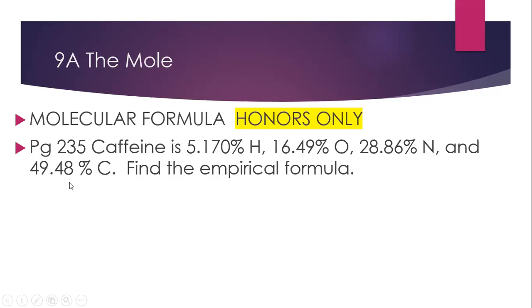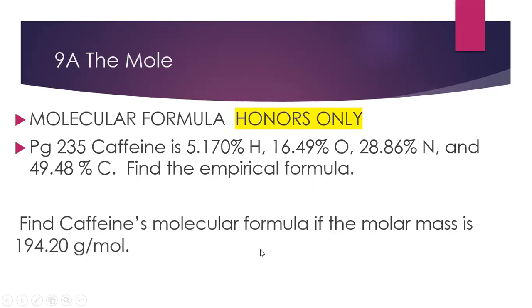Okay, so caffeine is 5.170% hydrogen, 16.49% oxygen, 28.86% nitrogen, and 49.48% carbon. Wow, there's four of them. So these are using percentages again, and it says first find the empirical formula. So all of these are first turned into grams, and then you convert them to moles. Once you convert them to moles, then we divide by the smallest mole, and you're going to come up with the empirical formula.